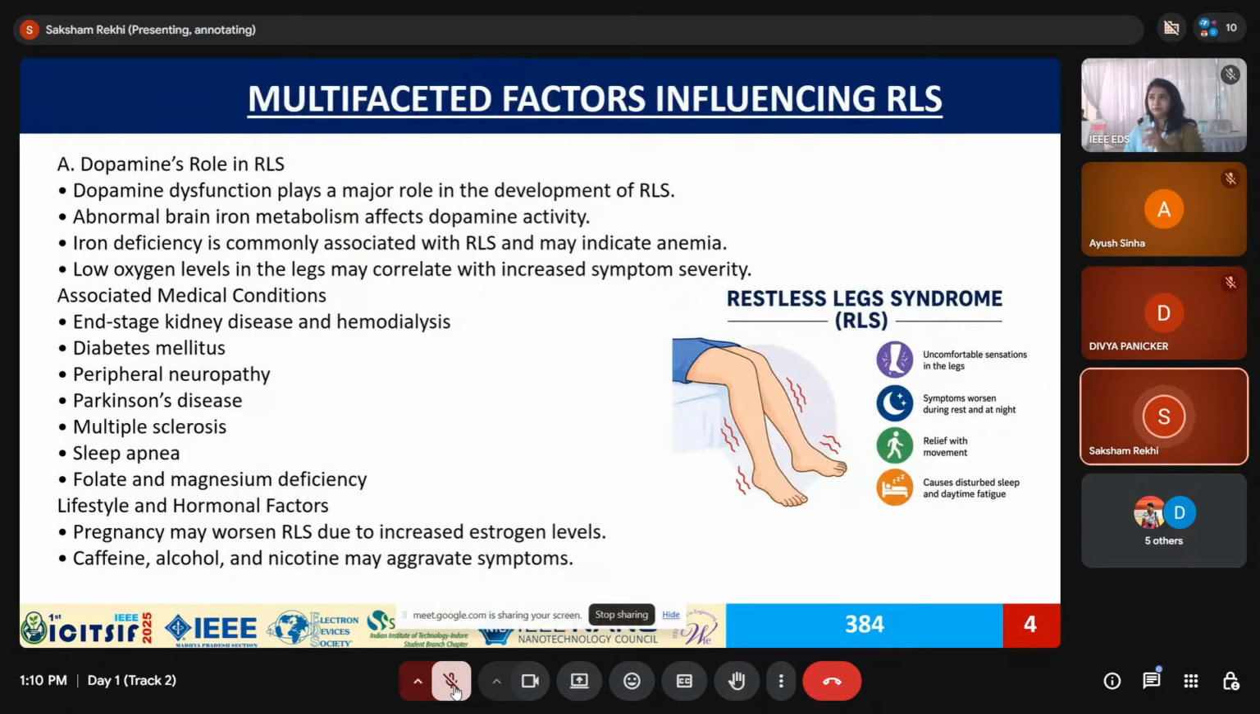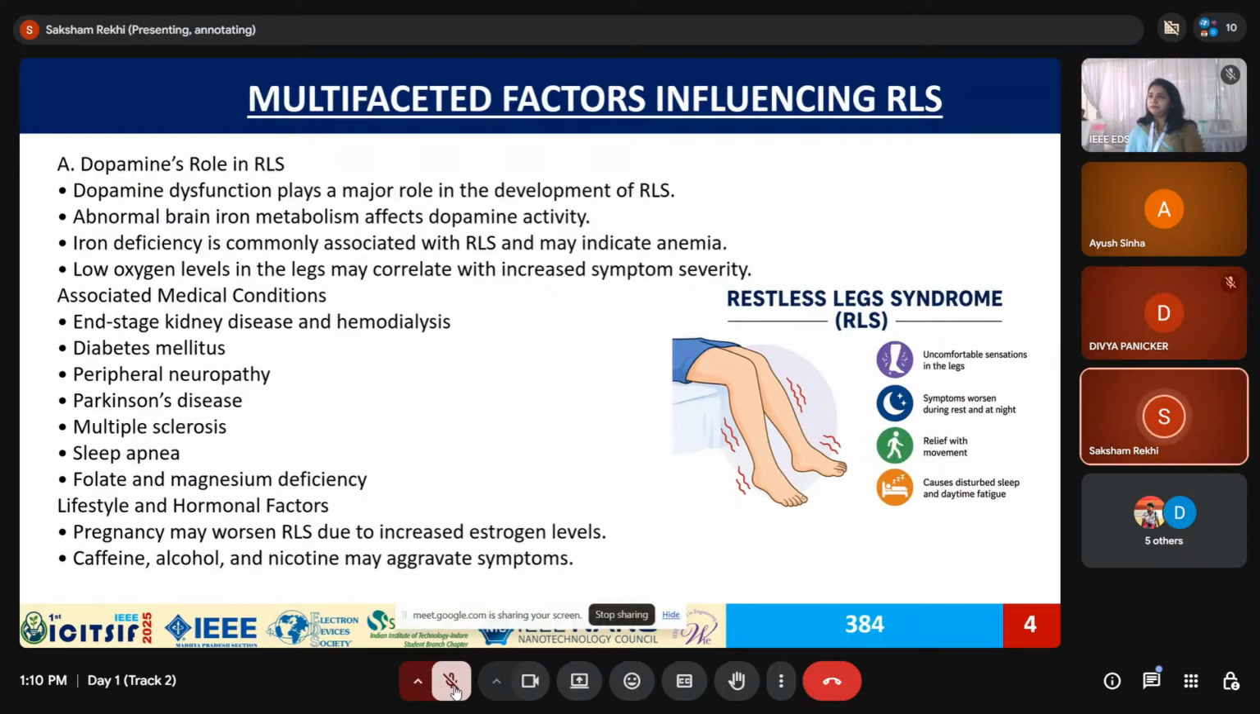There are various factors which influence restless leg syndrome. First factor is dopamine. Dopamine's role in restless leg syndrome: dopamine dysfunction plays a major role in the development of RLS. Abnormal brain iron metabolism also affects the dopamine activity. Iron deficiency is commonly associated with restless leg syndrome and may indicate anemia. Oxygen levels in the legs may correlate with the increased symptoms, which increase severity.